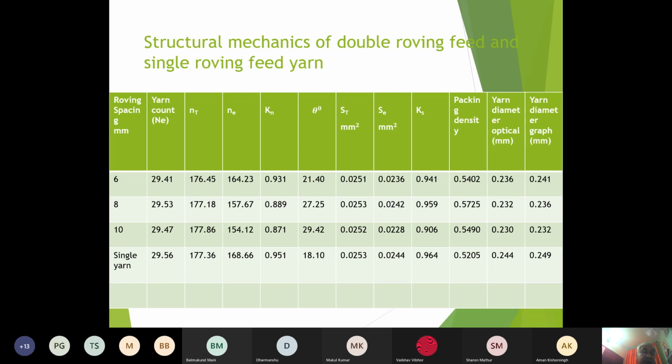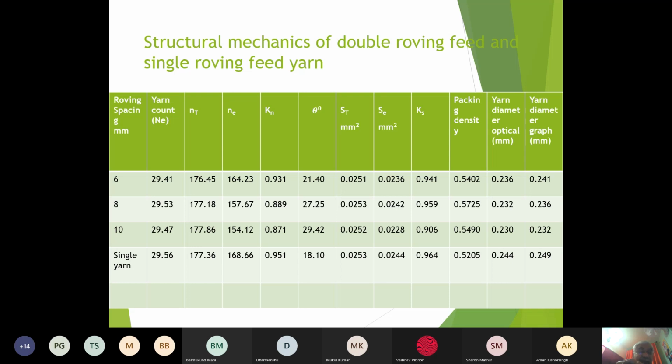So Kn, that you have noticed in case of yarn with the single roving, where this angle theta was lesser, is giving you a higher value of Kn in comparison to yarn where angle theta was higher, which is giving a lesser value of Kn. And this is mainly due to the change in the value of Ne.